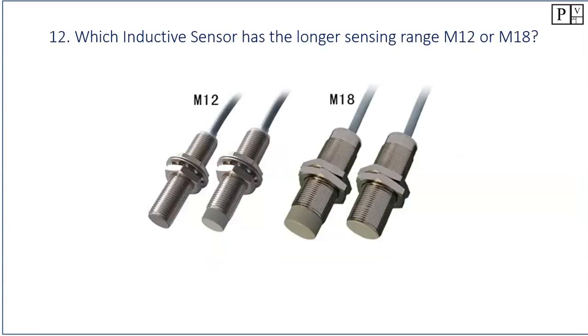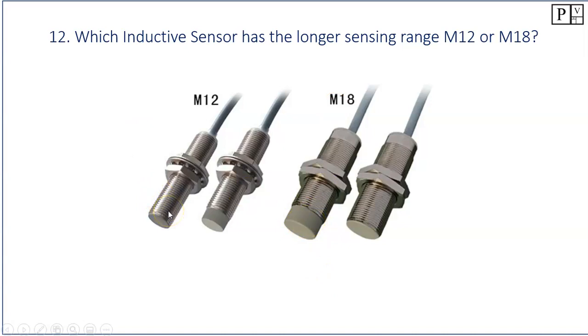Okay, which inductive sensor has a longer sensing range, the M12 or the M18? Well, the 12 and the 18 tell you the diameter of the front face of the sensor, 12 mm and 18 mm. There's a coil in there, so you have a smaller coil or a larger coil. Which one do you think is going to have the longer sensing distance? Well, the M18 is definitely going to have the longer sensing distance because it has a larger coil on the front face of the unit.